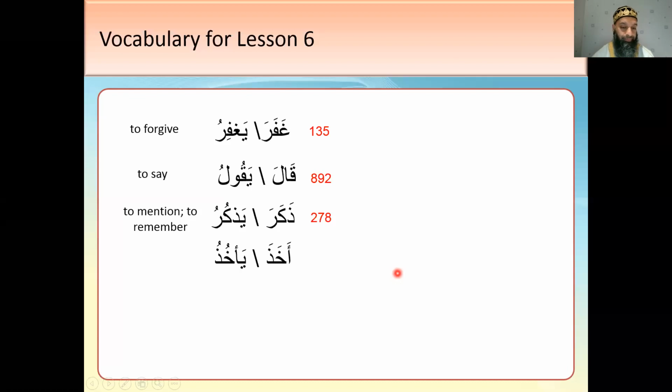أخذ يأخذ. I forgot. Okay, good. So somebody's asking, good question, why يأخذ? Why is it يأخذ? It's like, look, this is غفر يغفر, ذكر يذكر. Okay, قال يقول. Why is this one أخذ يأخذ? Why does it look so different? Or why does it sound different?